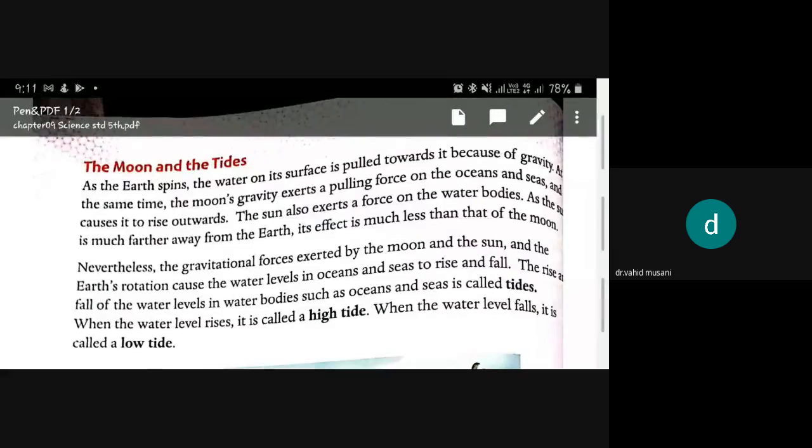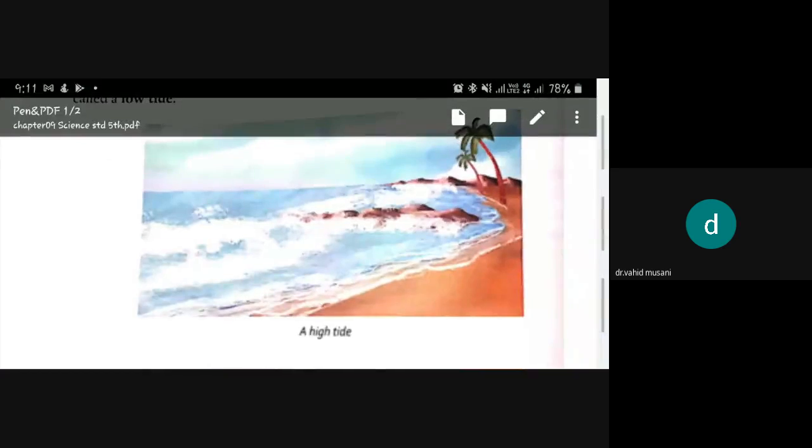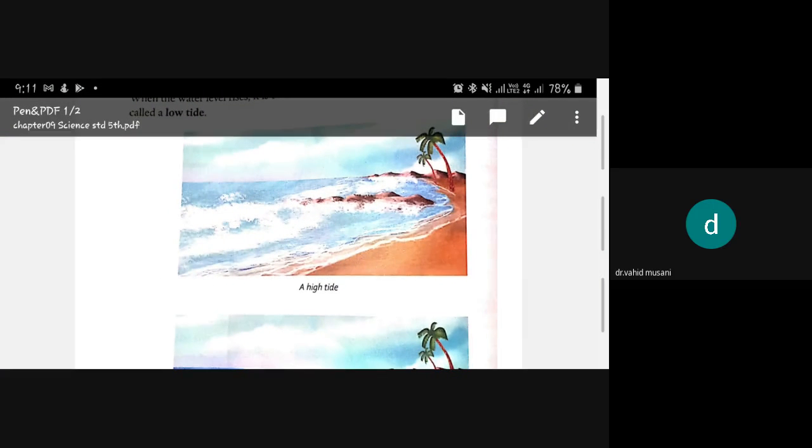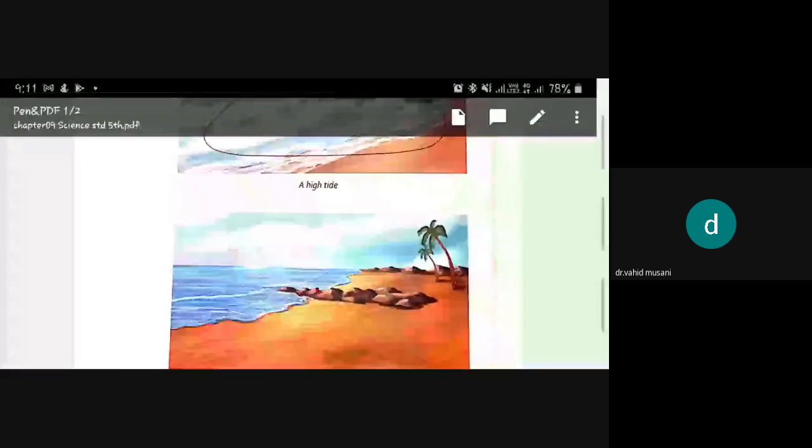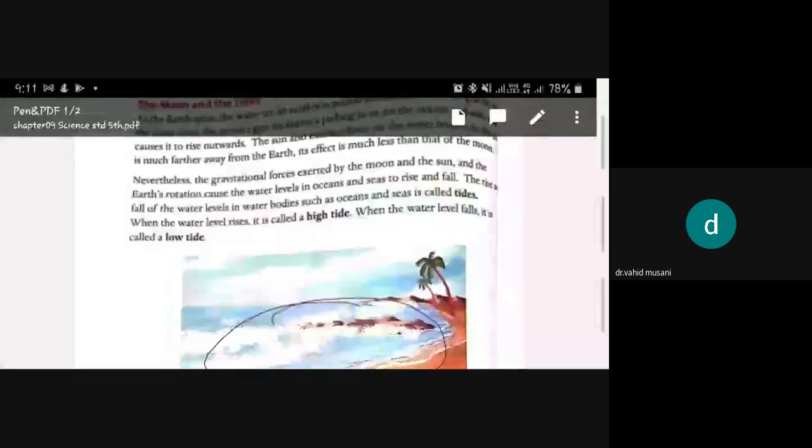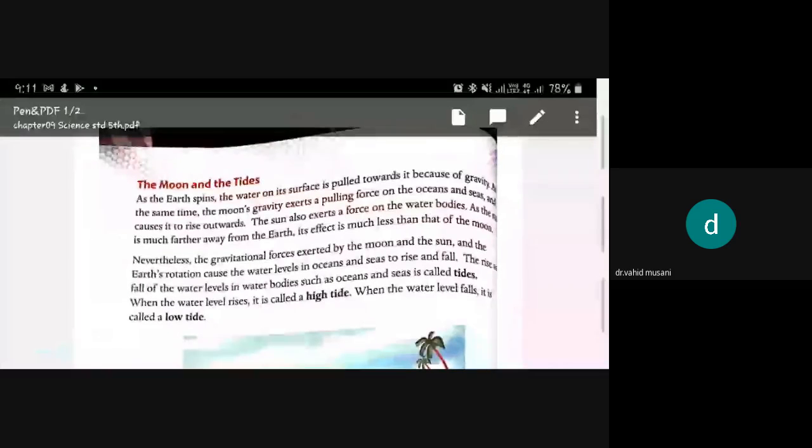As you see in this image, this is the high tide, the first picture is high tide and the second picture is low tide. When there is a rise in water because of the gravitational force exerted by the moon and the sun, and the earth's rotation, the water level in oceans and seas rises and falls. As I told you how tides happen, the rise and fall of the water level in water bodies such as oceans and seas is called tides.